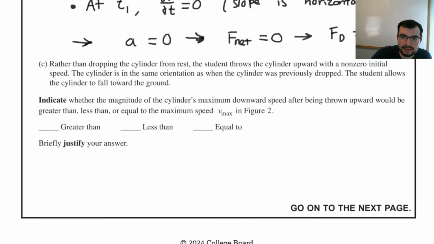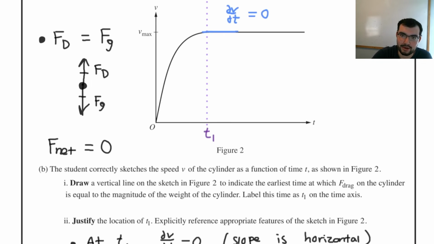Rather than dropping a cylinder from rest, the student throws the cylinder upwards. The cylinder is in the same orientation. So that's important because that's going to affect the drag constant. And they let it fall to the ground. We want to know if the maximum downward speed will be greater than or less than or equal to this Vmax that we have up here.